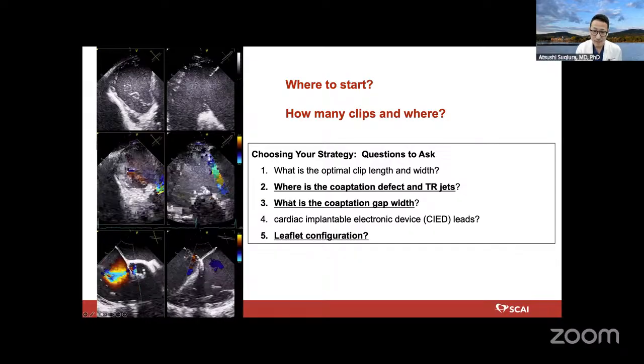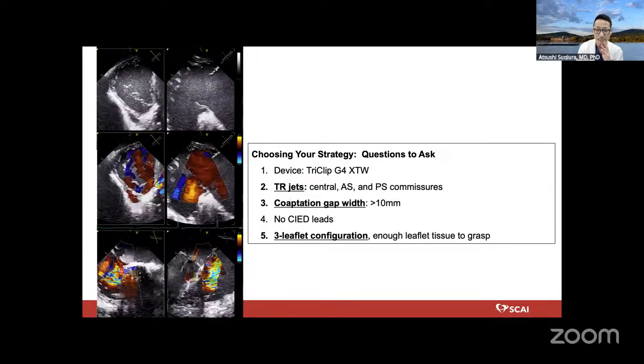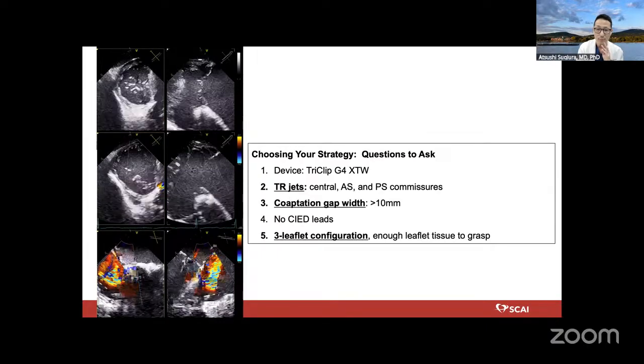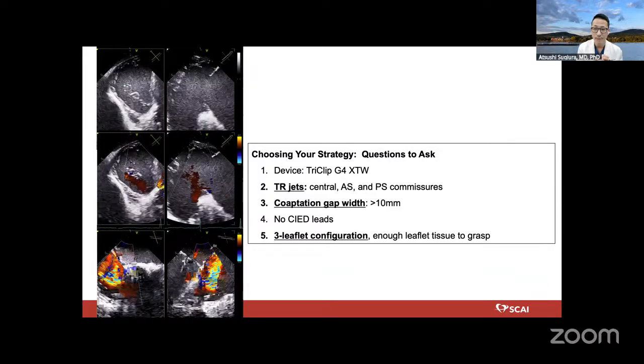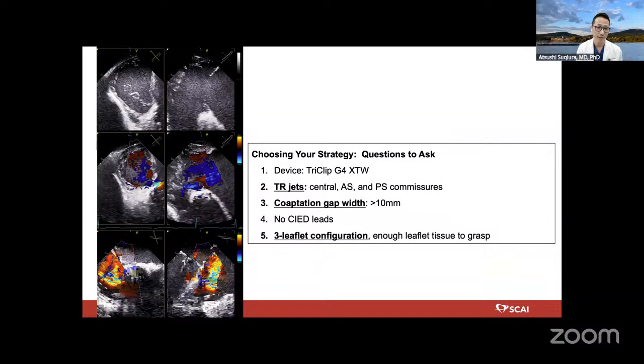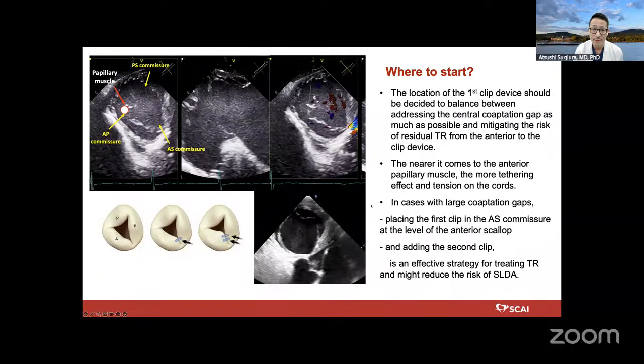In this case, you can see on the left-hand side, we chose the TriClip G4 XTW system, and the TR jet was coming from not only central, but also anterior-septal to posterior-septal commissure, with a large coaptation gap width and no pacemaker lead. Thanks to the 3-leaflet configuration, there seems to be enough leaflet tissue to grasp. And the really key question is where to start.